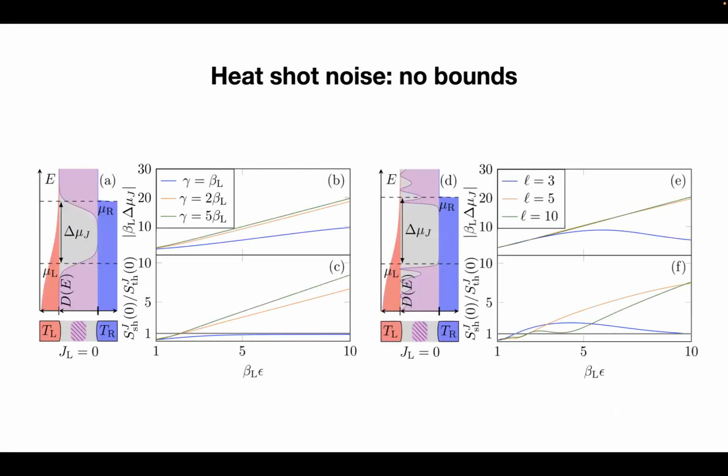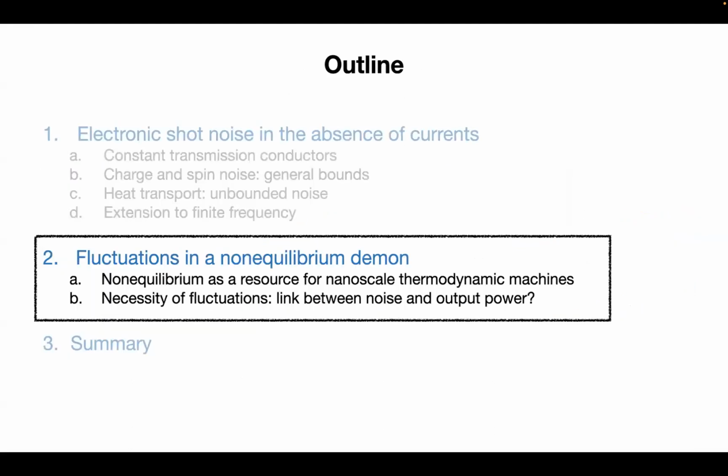And this is indeed what we observe with a gapped transmission function that looks like this, or this is another example. And so you see that by increasing this gap, the ratio between the shot and the thermal noise just increases with energy. So just this simple consideration that you have a transported quantity which depends on energy makes it so that there is no bound for heat transport. So this was about the first part, and now coming to the second part.